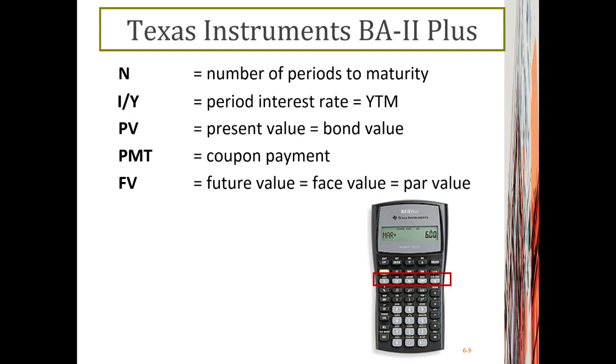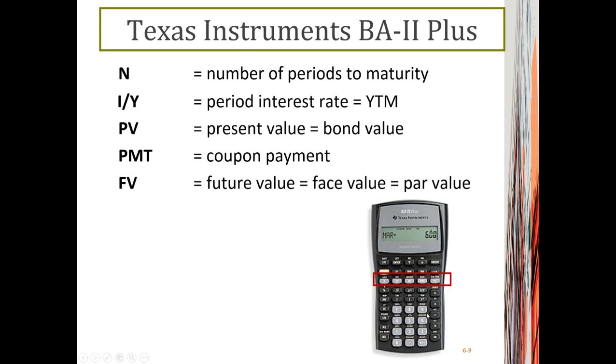And this I/Y is the return on the bond, right? And that is yield to maturity, or YTM, not coupon rate. I/Y is yield to maturity. I/Y is not coupon rate. And the PV is the present value, and in the context of bond valuation, it is bond price.